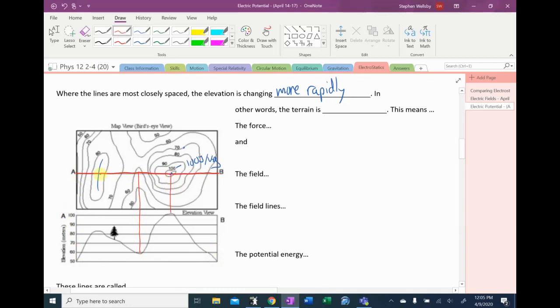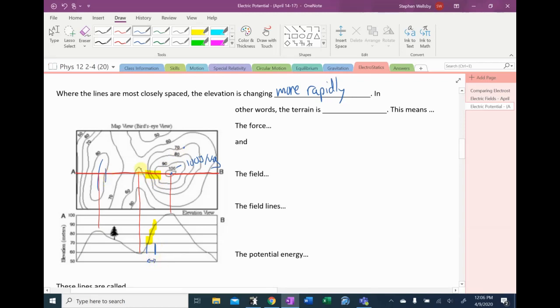This corresponds to the peak. This corresponds to this peak here. And you can see in this general region here, the lines are very close together, and it's very steep, right? Because over a very small distance from here to here, we've maybe moved 100 feet to the right or 30 meters to the right, but at that same time we've gone up from 70 to 90 meters. So we've gained quite a bit of height in a short amount of horizontal distance.